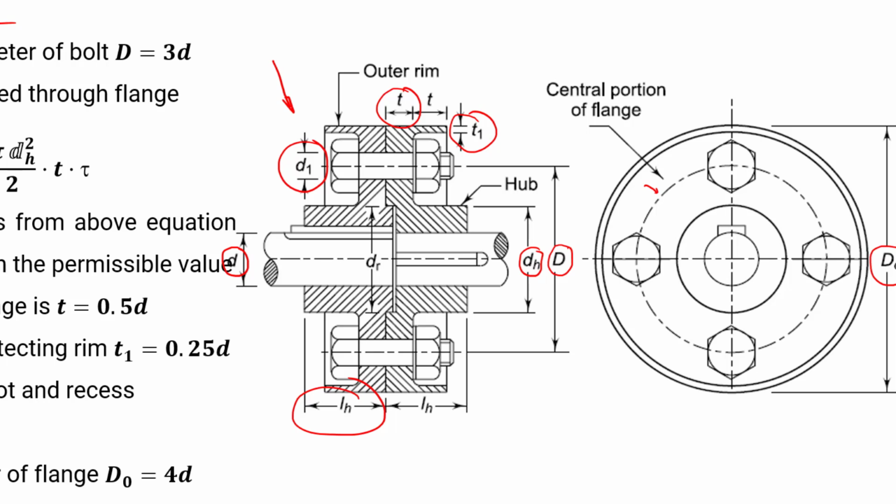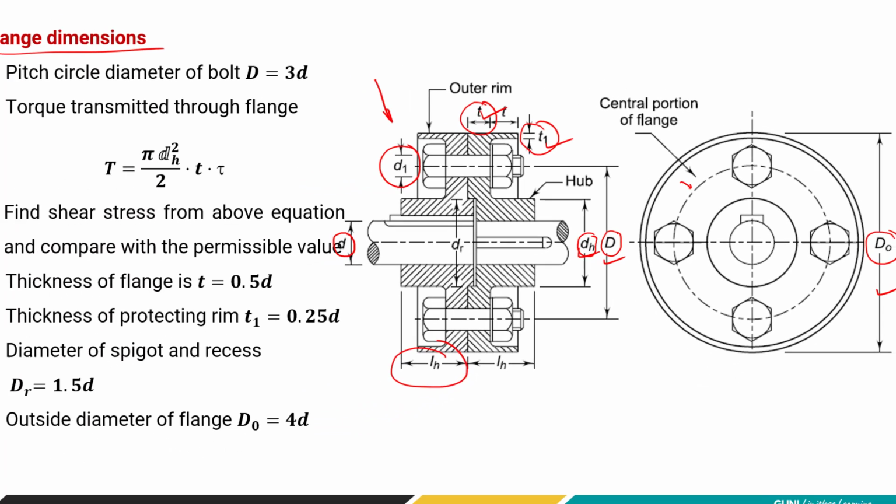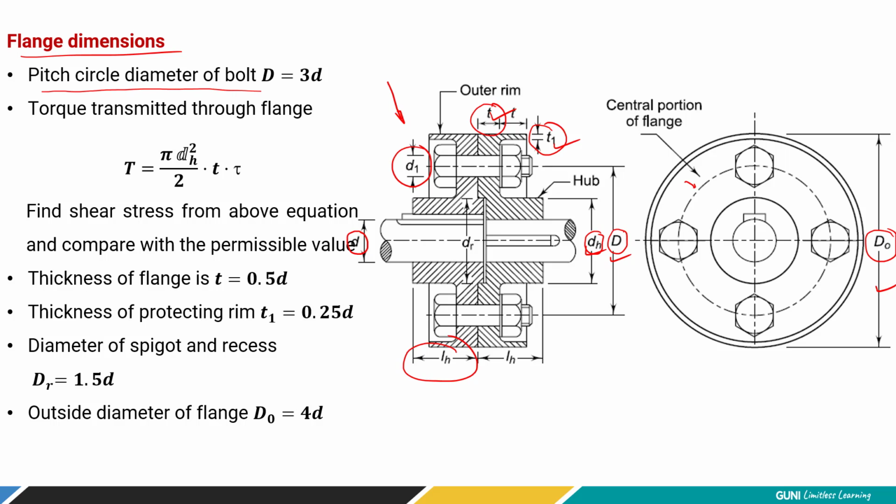But in case of flange, what we have is this thickness, the rim thickness, then the hub diameter, bolts pitch circle diameter, and outside diameter. These are the main dimensions that we are going to find out. Now here, the first is pitch circle diameter for the bolt. So I am talking about these dimensions.